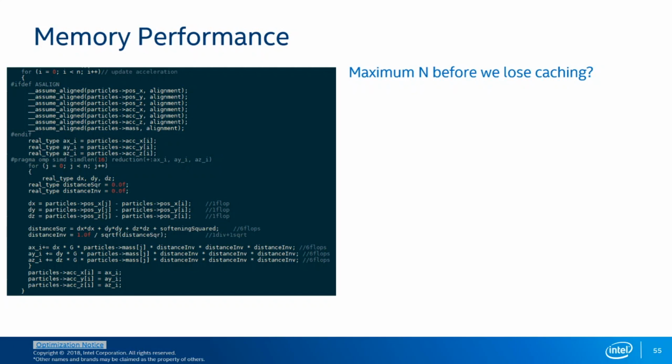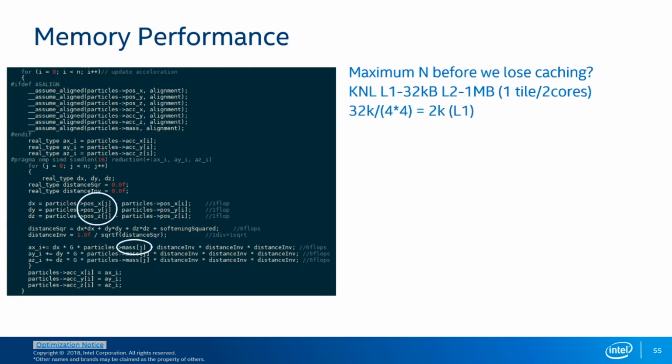use VTune to verify. We know we have 32K L1 and 1 megabyte L2 cache for KNL. On the innermost loop, we are accessing 4 different points in memory using the J counter, so we can count that out to be 2K elements that we can cache in the L1 for the inner loop.